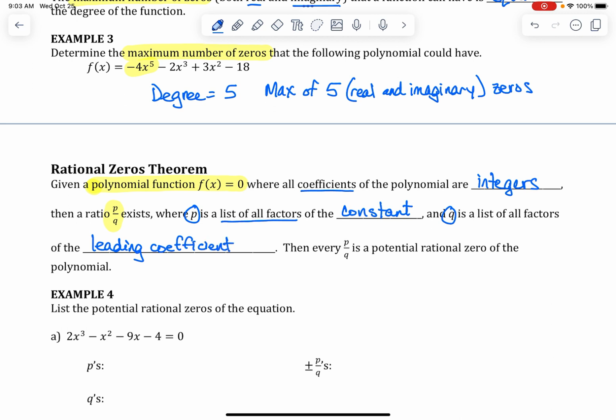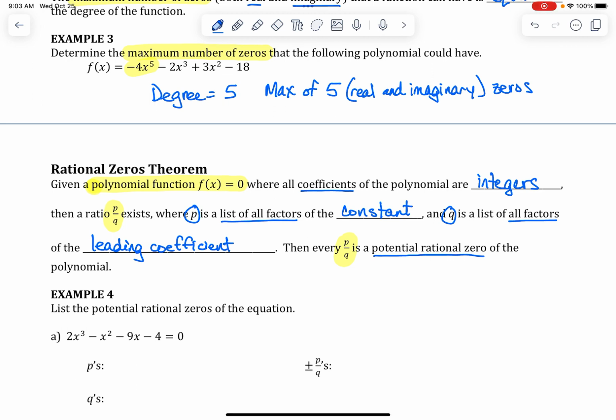This is a loose translation, but if you're familiar with the X method, when you use it to factor binomials or longer functions, you take the first term and the last term and do some multiplication. This is a variation on that. So you're looking at the factors of the constant and the factors of the leading coefficient. And when you take a list of every combination of P divided by Q, it could be, we say could be, a potential zero of the polynomial.